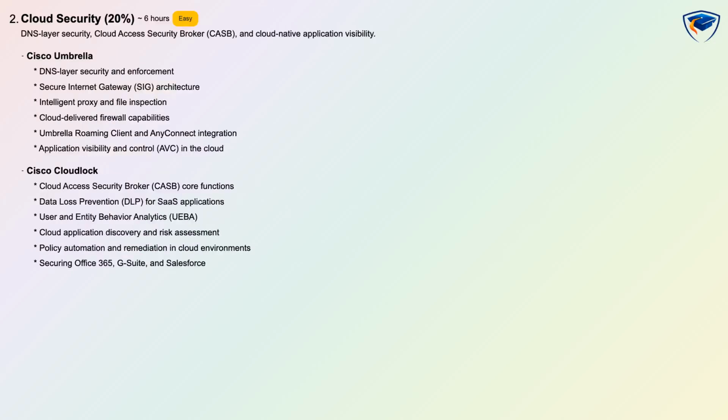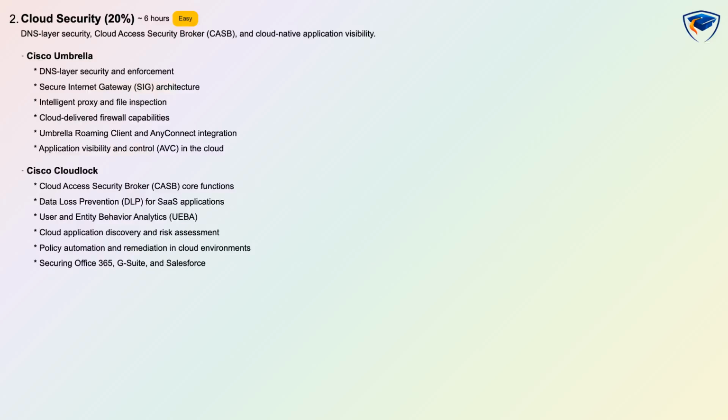Cloud security is weighted 20% and emphasizes DNS layer security, cloud access security broker functions, and cloud-native application visibility. Study Cisco Umbrella for DNS layer enforcement, secure Internet gateway architecture, intelligent proxy and file inspection, cloud-delivered firewall capabilities, and integration with roaming clients and AnyConnect.